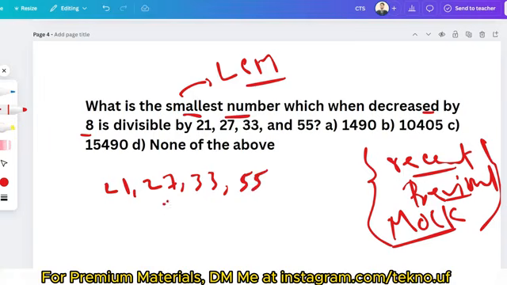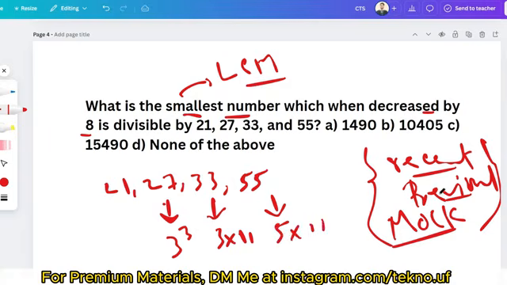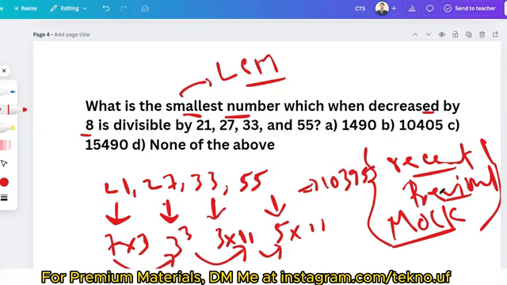So we do the prime factorization. 27 is 3 cubed, 33 is 3 into 11, 55 is 5 into 11, and 21 is 7 into 3. Just multiply 27 into 7 into 11 into 5, you will get 10,395. So if this is the LCM, that means this number is divisible by 21, 27, 33 and 55.